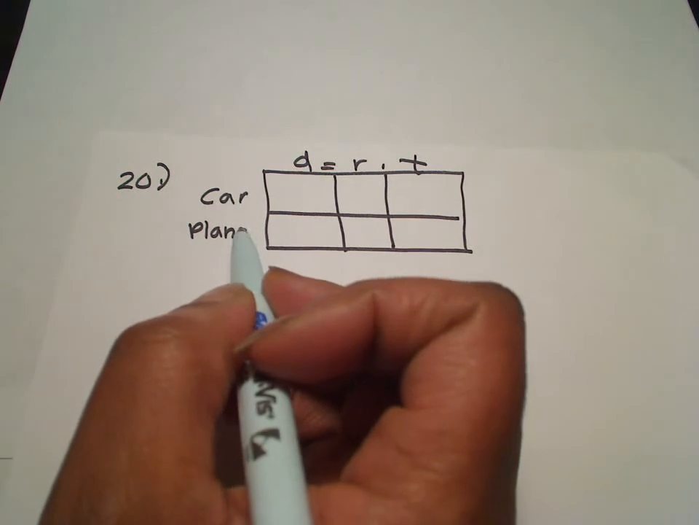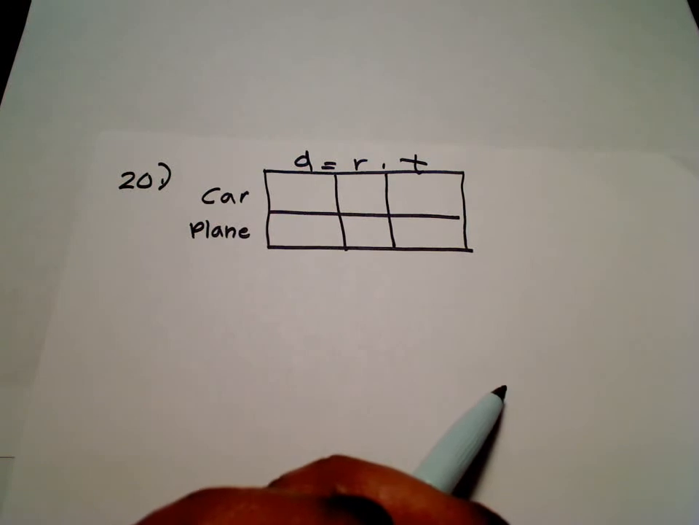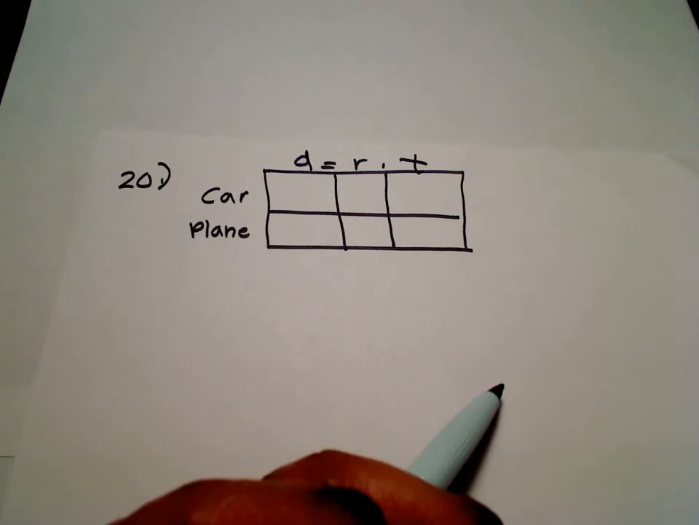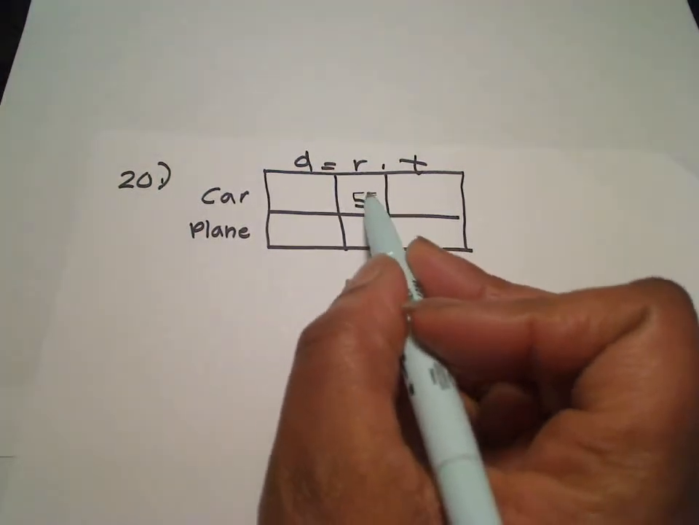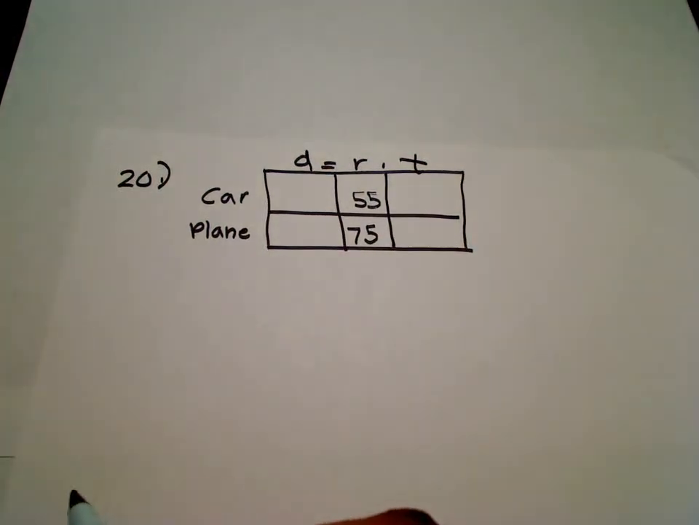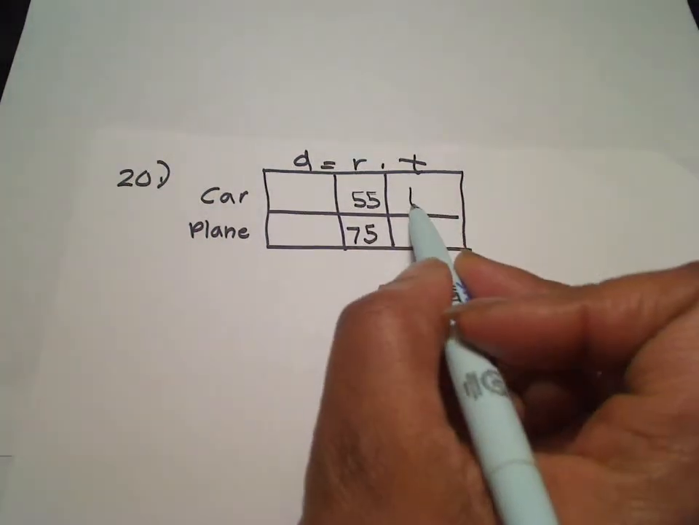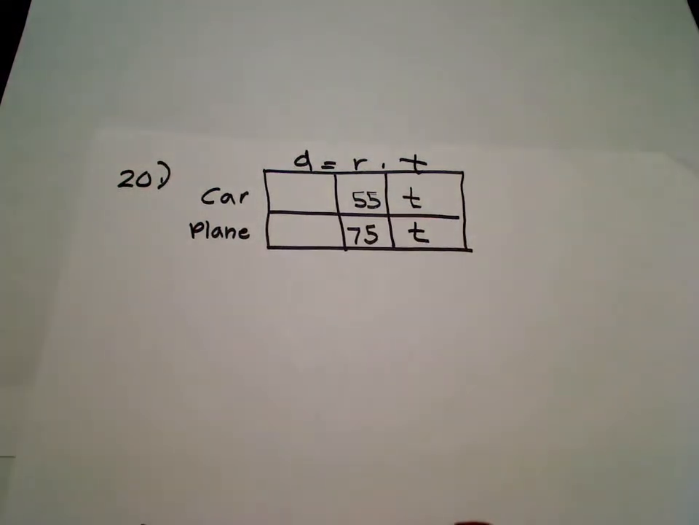Okay, now take a look and see what information you actually have on number 20. It talks about a car averages 55 miles per hour and a plane averages 75 miles per hour. So my car is averaging 55 because that's the rate, and the plane is averaging 75. Then if you go on, it talks about if the plane and the car travel for the same amount of time. Notice the same amount of time means that I'm going to put t here and t here because their times are exactly the same.